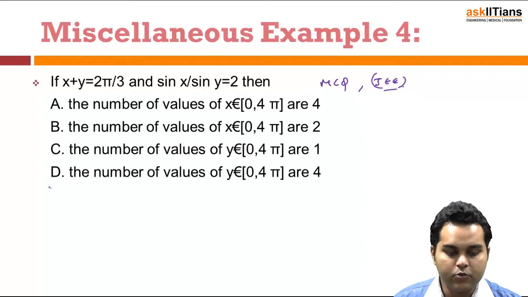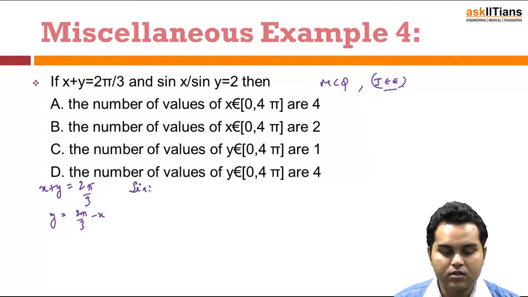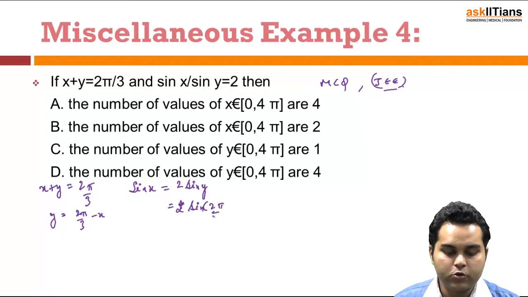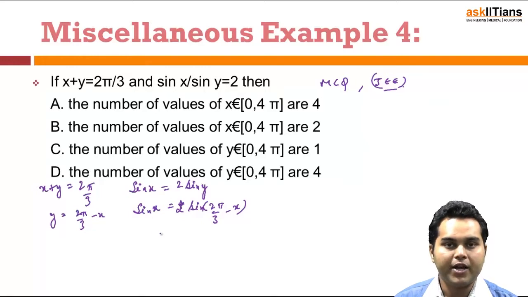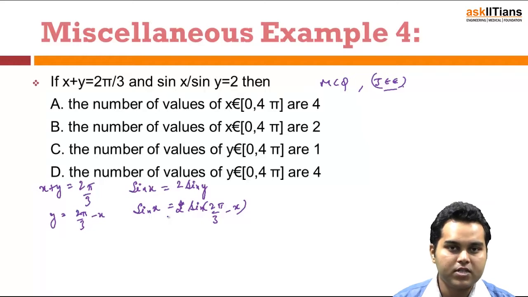If I start with the first equation, I have x plus y is equal to 2 pi by 3. I would have y is equal to 2 pi over 3 minus x. This can be put in the second equation, which can be rewritten as sin x is equal to 2 sin y. I am replacing the value of y in the second equation from the first, that is, y is equal to 2 pi by 3 minus x. So the equation would become sin x is equal to 2 sin of 2 pi by 3 minus x. Now sin of 2 pi by 3 minus x is of the form sin of a minus b, which can be written as sin a cos b minus cos a sin b.